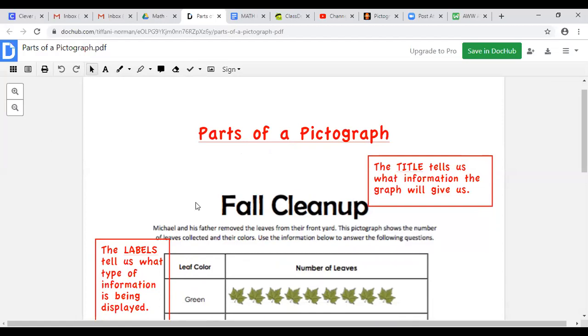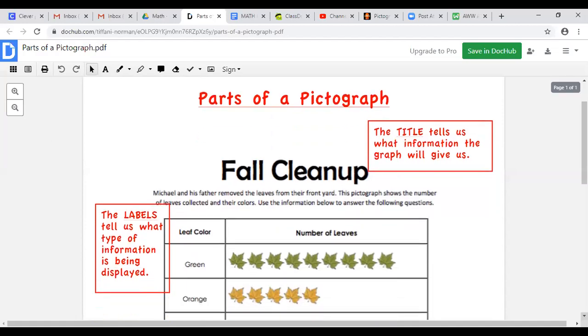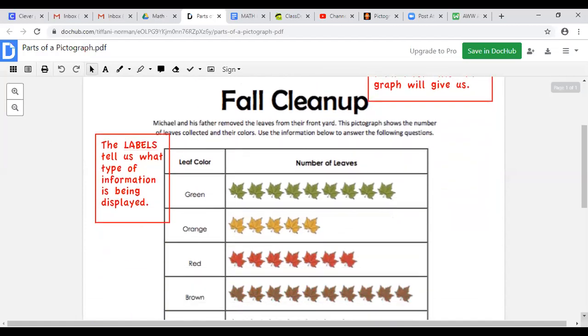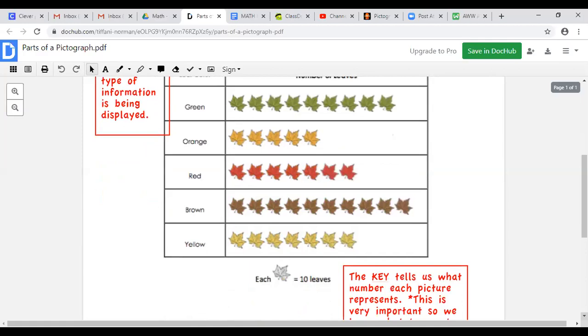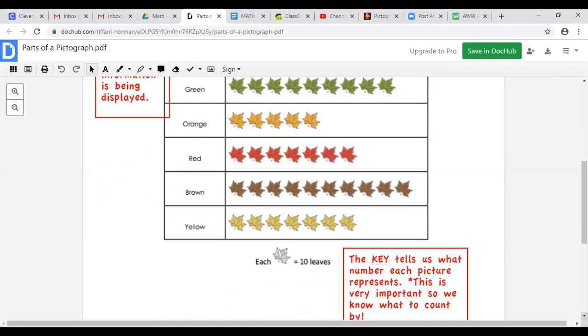In this case, it is talking about fall cleanup with the number of leaves, which goes into the labels, which tell us what type of information is being displayed. As you can see, we have the leaf colors, which are green, orange, red, brown, and yellow, and the number of leaves. Now, at the bottom, there's a key. The key tells you the number that each picture represents. This is very important because it lets us know what to count by. Each leaf represents 10 leaves.